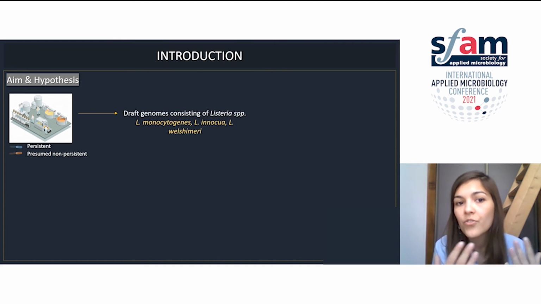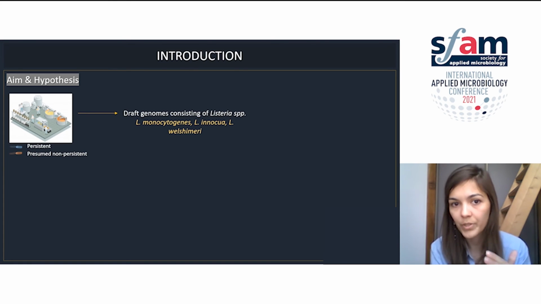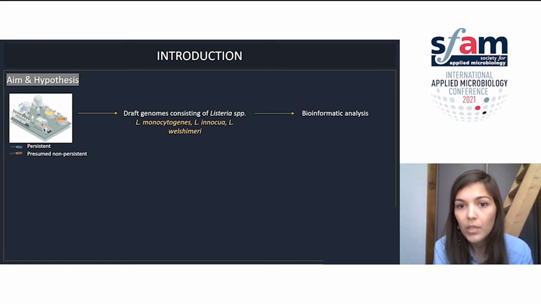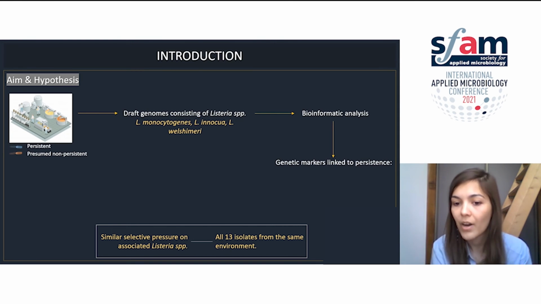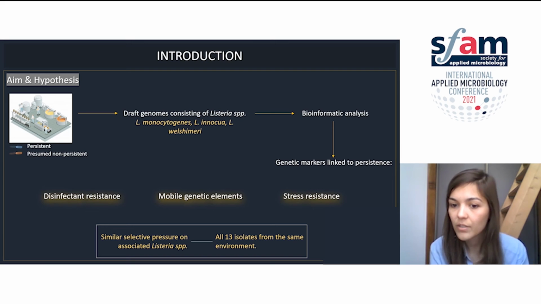So, we interrogated the draft genomes of 13 Listeria isolates comprised of Listeria monocytogenes, Listeria innocua, and Listeria welshimeri, which were both persistent and non-persistent, through bioinformatic analysis. And as was mentioned previously, all of them were isolated over a 2-year period of surveillance from a poultry food processing environment. So all of the strains were under the same selective processes. And our aim was to identify whether the presence of genetic markers linked to stress resistance, for example, disinfectant resistance, or for markers being carried on mobile genetic elements, have an association to the persistence phenotype in the Listeria species.